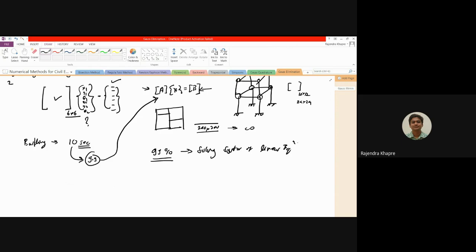So that's why, as far as structural engineering is concerned, solving the system of linear equations is very, very important. Now you just imagine, for a computer it is taking 10 seconds; for a human being doing the calculation, it may take months. Remember this, it may take even months. So you just imagine what kind of problem we are dealing with.